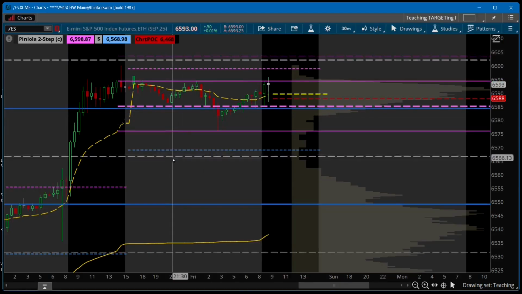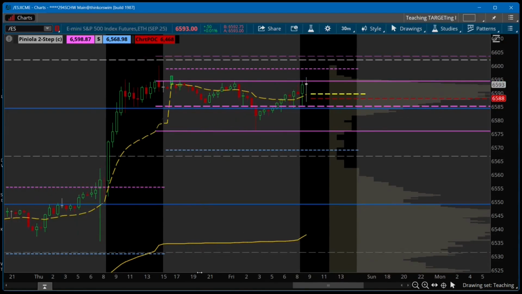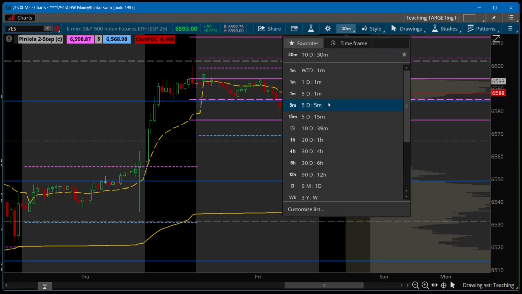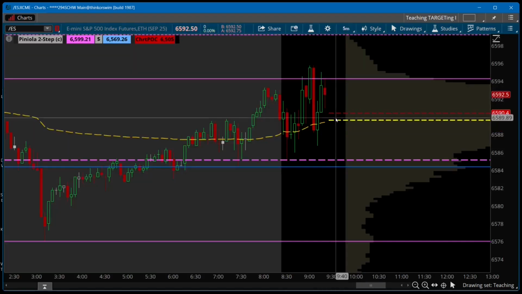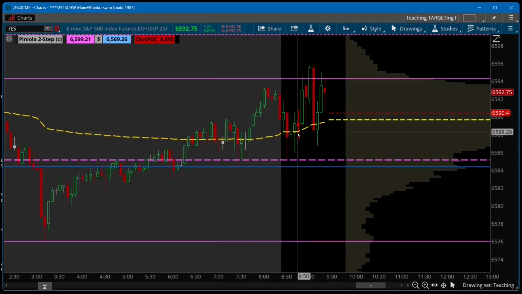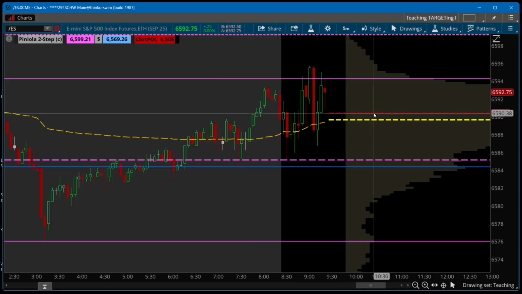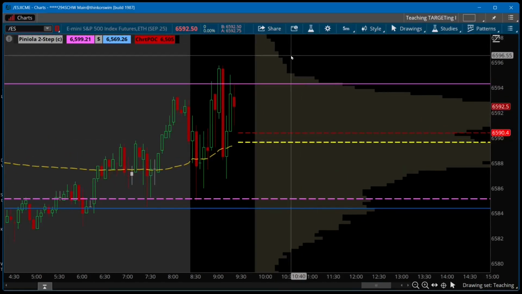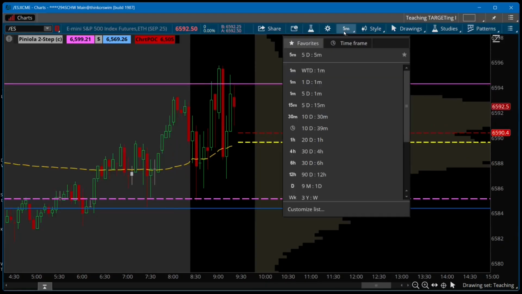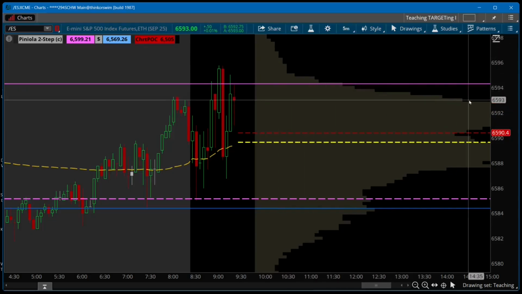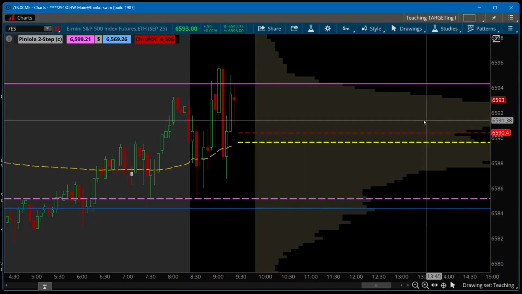So let's see what we've got here from now. If we drill down to a 5-minute chart, okay, the dash line is the daily VWAP. Well, the dash red line is the daily point of control. Here's your profile from, let's see, we're going back 5 days. So this volume profile can go back for the last 5 days.